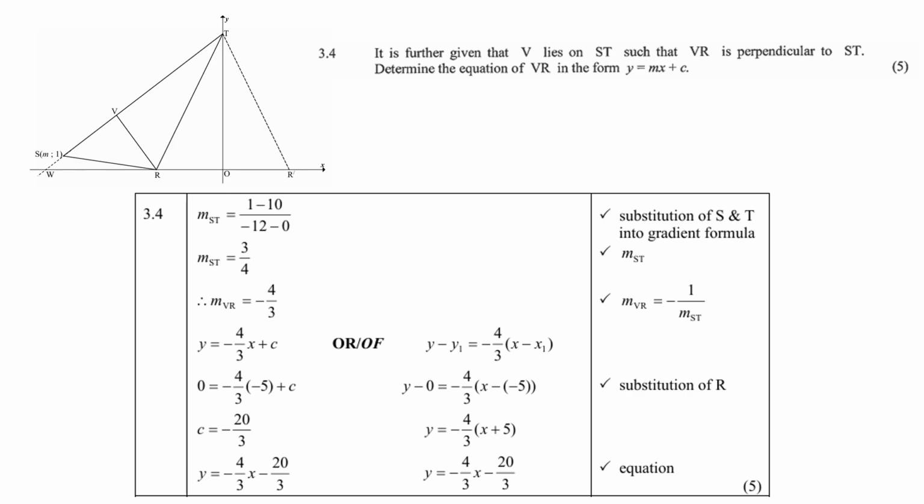So if I look at the gradient of ST, the m of ST, then of course between, remember, point T is (0; 10) and S is (-12; 1).